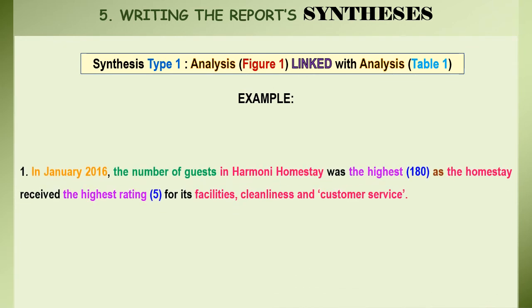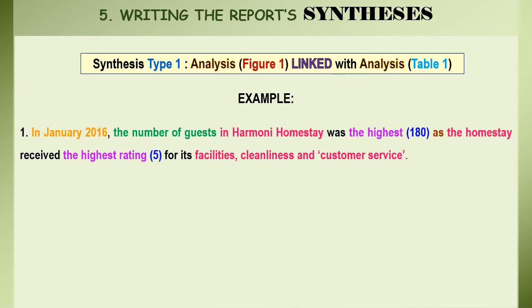For example, in January 2016, the number of guests in Harmony Homestay was the highest, 180, as the homestay received the highest rating, 5, for its facilities, cleanliness, and customer service. If you look at this synthesis, this part, in January 2016, the number of guests in Harmony Homestay was the highest, 180. This is an analysis from figure 1. Then you see the linker as.